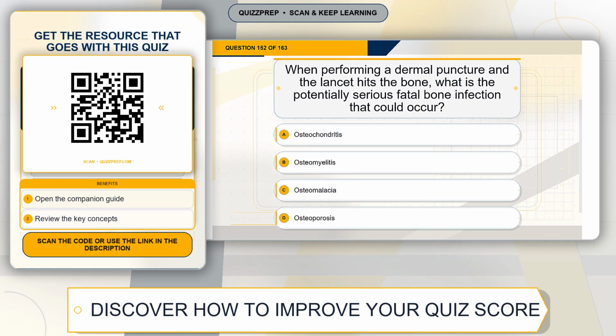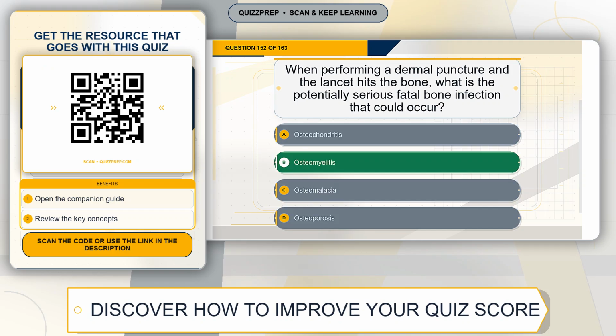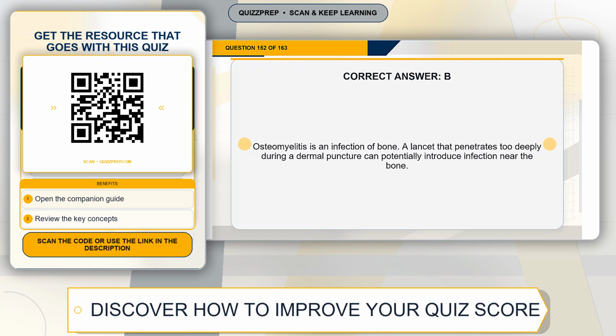Question 152. When performing a dermal puncture and the lancet hits the bone, what is the potentially serious fatal bone infection that could occur? Option A, osteochondritis. Option B, osteomyelitis. Option C, osteomalacia. Option D, osteoporosis. The correct answer is option B, osteomyelitis. Explanation. Osteomyelitis is an infection of bone. A lancet that penetrates too deeply during a dermal puncture can potentially introduce infection near the bone.